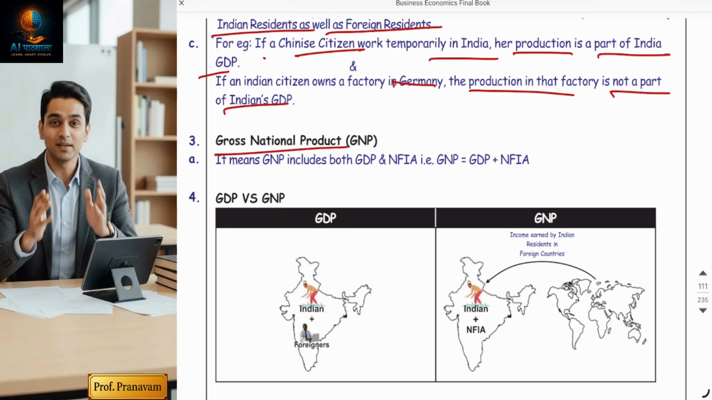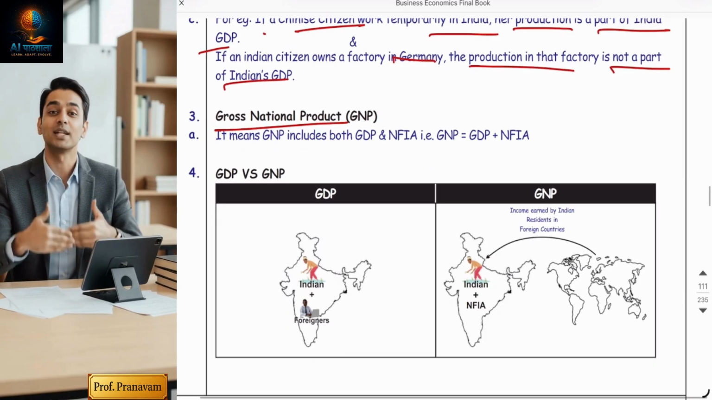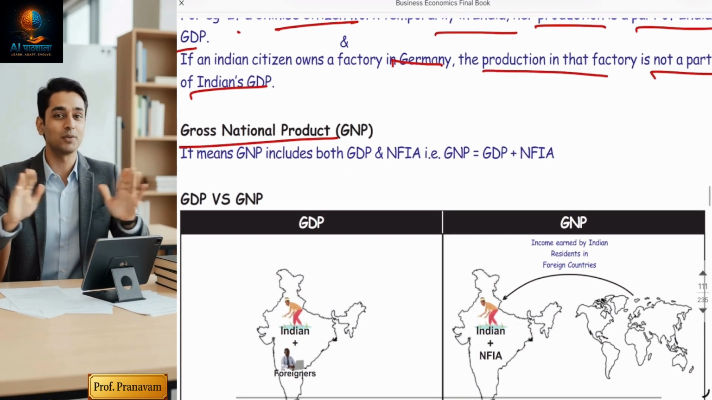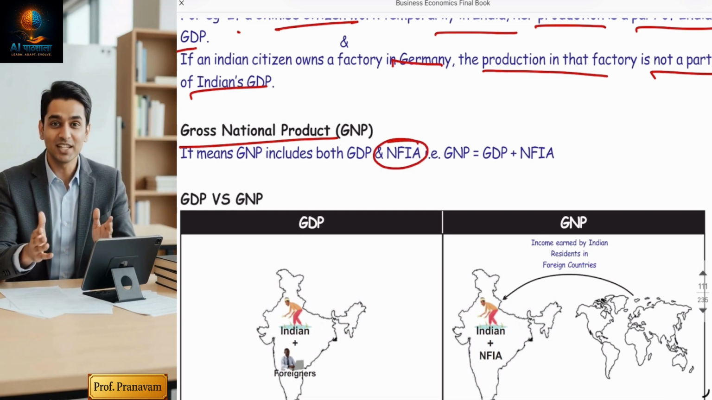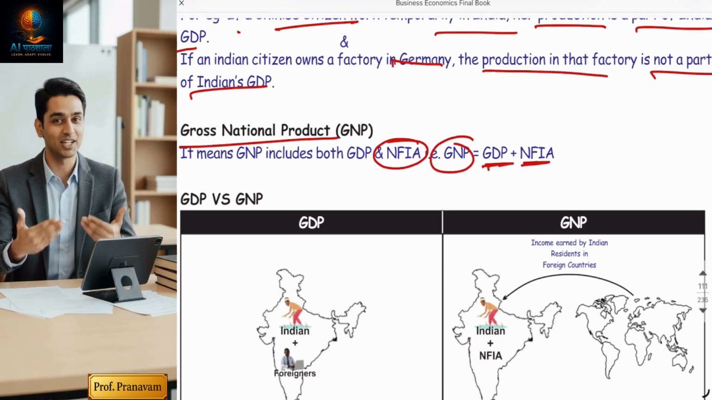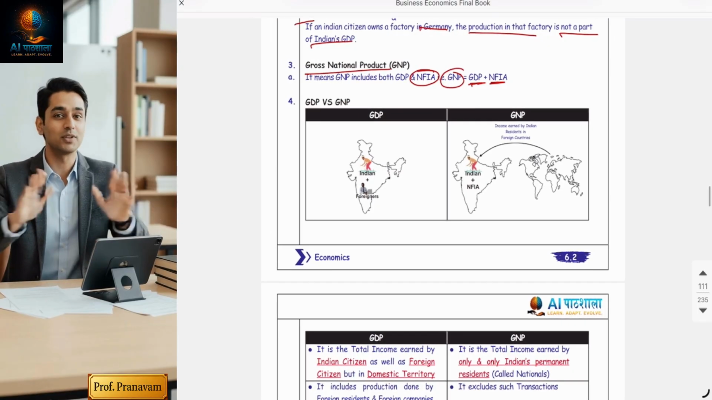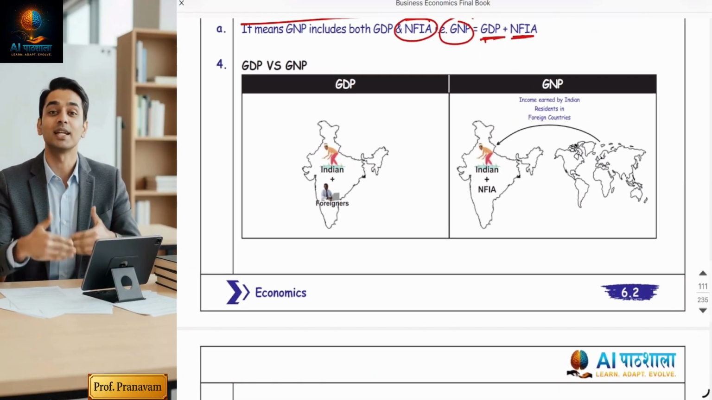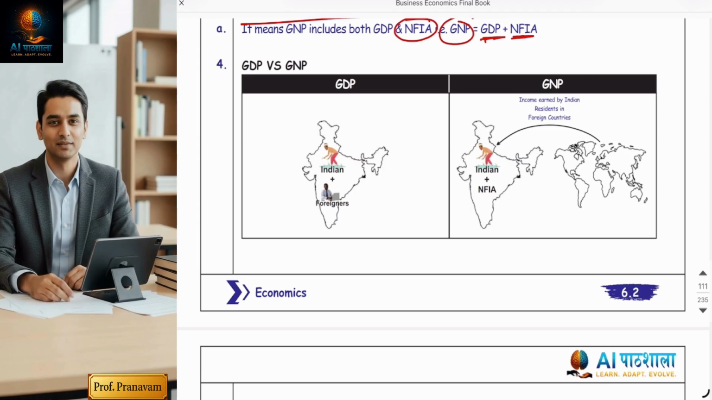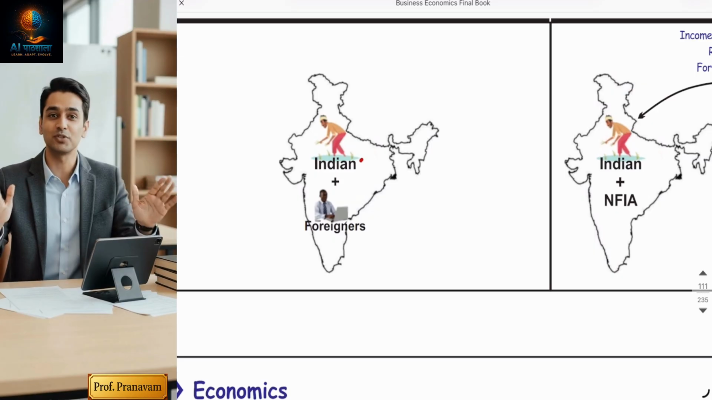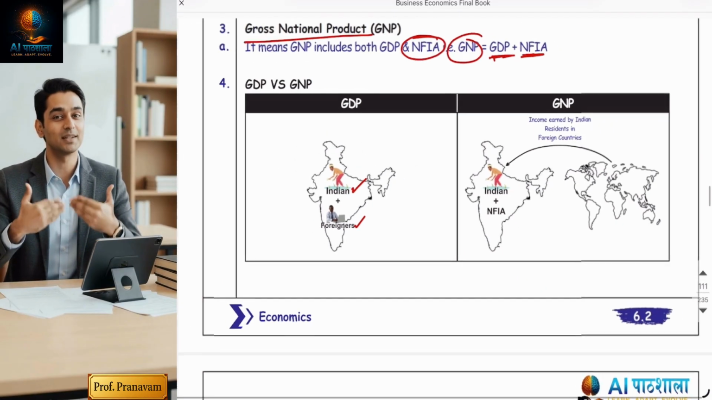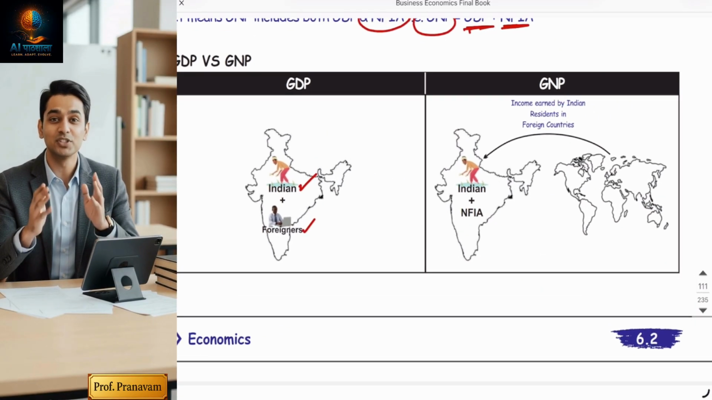Yes. So gross national product, GNP, and GDP. The difference between GNP and GDP is just NFIA. So if you add NFIA to GDP, you get GNP. Okay, so basically, the major difference between GDP and GNP is what? GDP is income earned within the domestic territory, within India, whether this income is earned by Indians or foreigners. But GNP is concerned only and only with income earned by Indians.